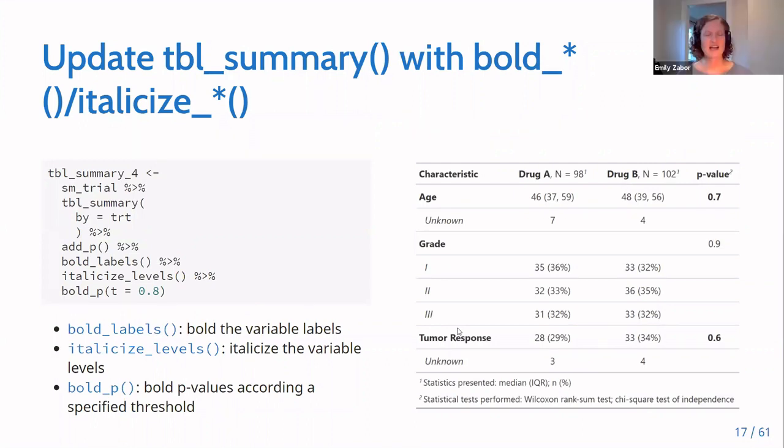We can also bold or italicize both the labels and the levels of the variable. So here I've bolded the labels. So we see the age, grade, and tumor response are bold, and I've italicized the levels. So if you have an unknown row, that would be italicized, or the levels for a categorical variable like the 1, 2, and 3 for grade have been italicized. We can also bold p-values according to a threshold. The default threshold is 0.05. We didn't have any significant p-values in this example data set, so I set a threshold of 0.8 here just to show you how that bolding would work. And you can do the same thing with the q values to bold them for a significant threshold.